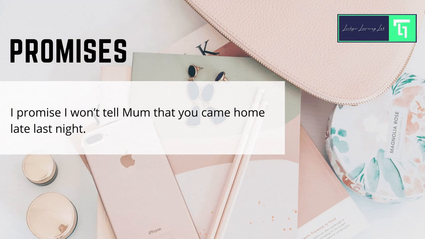Promises. I promise I won't tell mum that you came home late last night. So maybe your little brother came home at midnight and you're promising him that you won't tell your mum about this because your mum would be very angry. Okay, so again, you're promising, and we use will, in this case it's negative, won't, all right, and then tell.